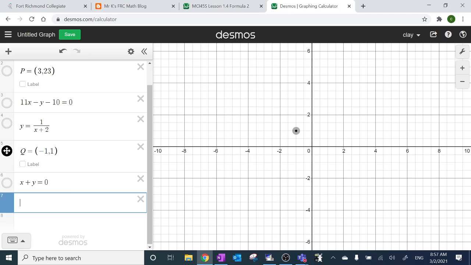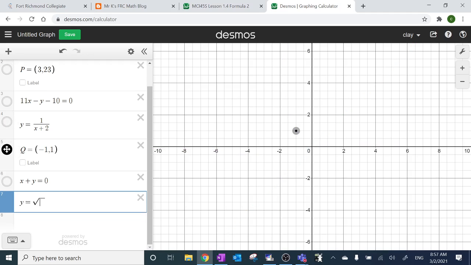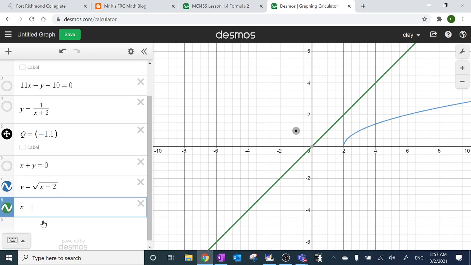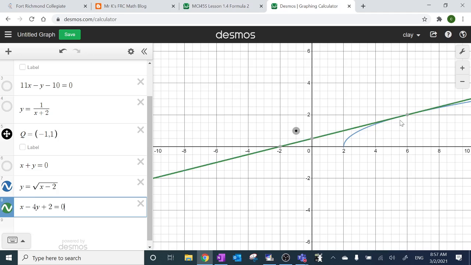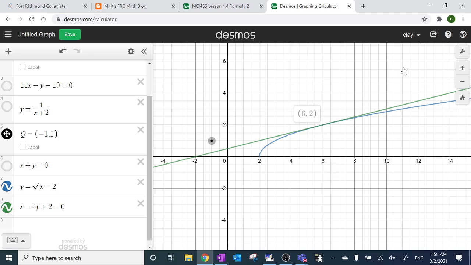Okay, so the original function was y equals the square root of x minus 2. And we are graphing the line x minus 4y plus 2 equals 0. And as you can see, it looks like a tangent right at 6,2 where it's supposed to be. Ta-da. We did it.